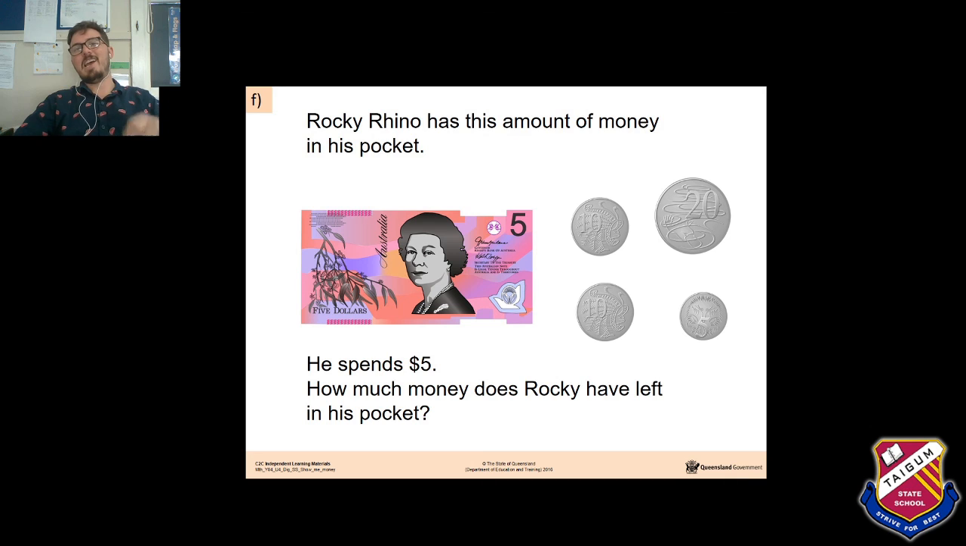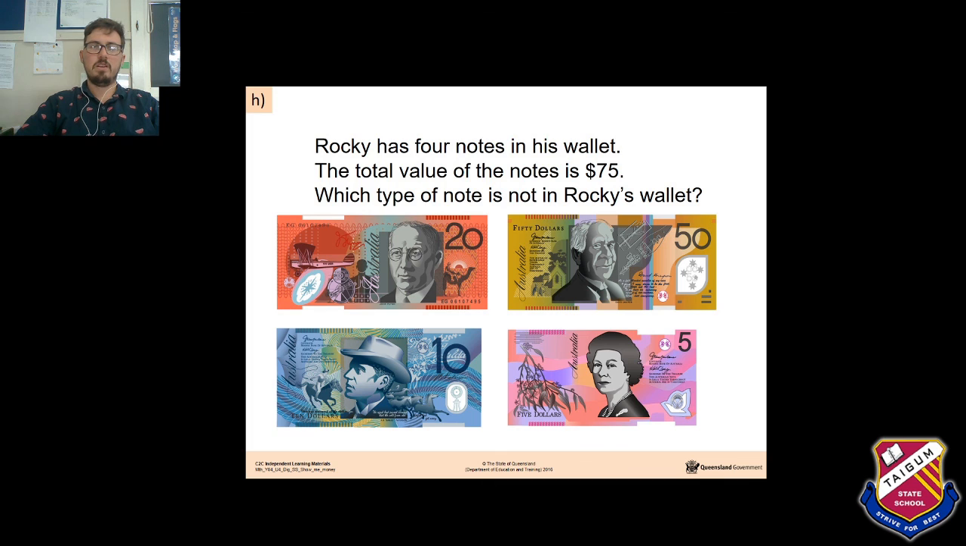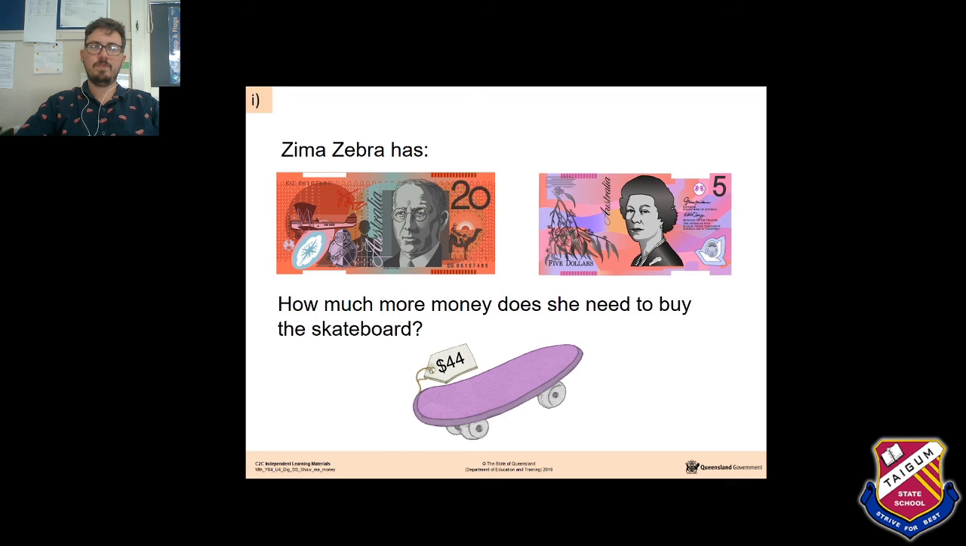Rocky Rhino, how good are these names? Has this amount of money in his pocket. He spends $5. How much money does Rocky have left in his pocket? Echo Elephant used a tally chart to help show how many gold coins she has. What is the total value of Echo's gold coins? Rocky has 4 notes in his wallet. The total value of the notes is $75. Which type of note is not in Rocky's wallet? Zimmer Zebra has this much. How much more money does she need to buy this skateboard?